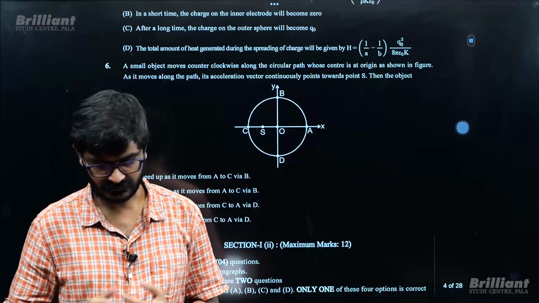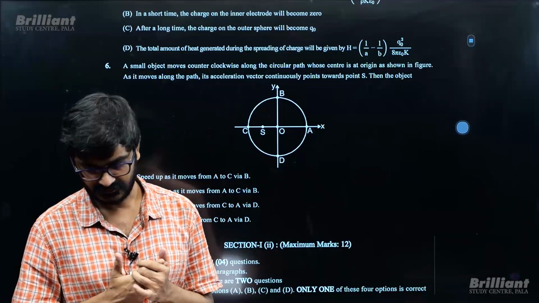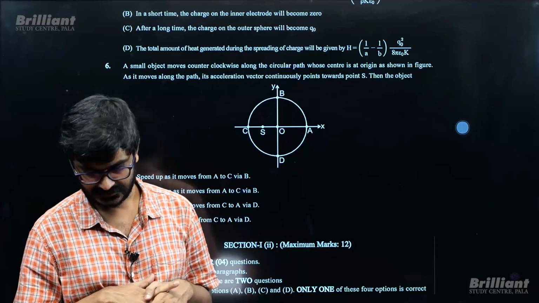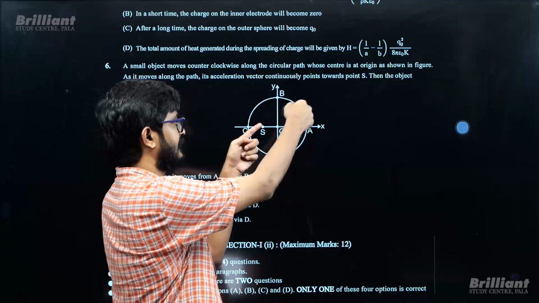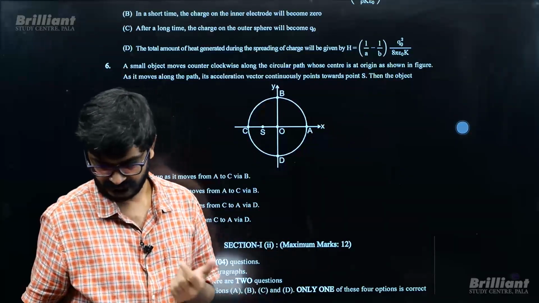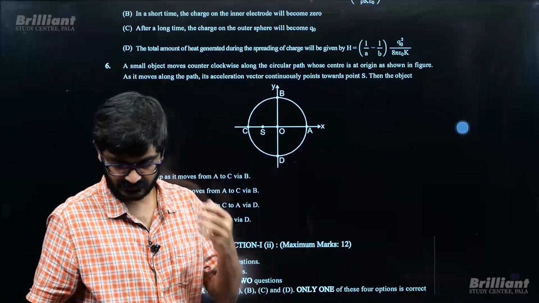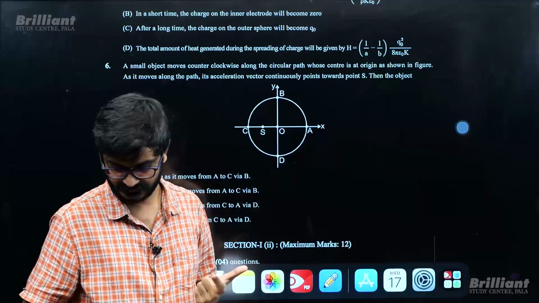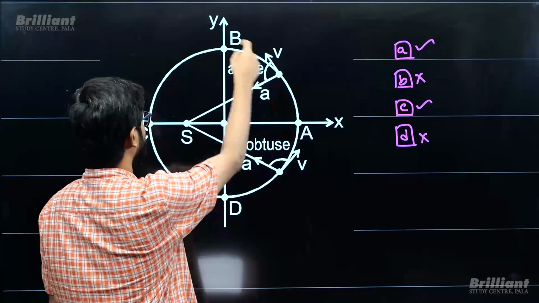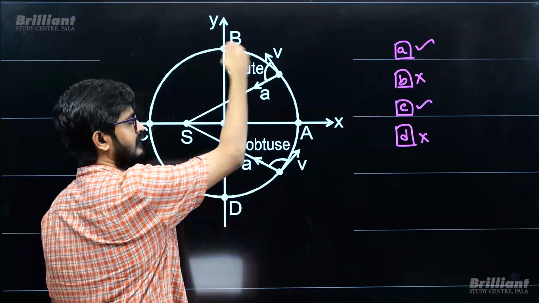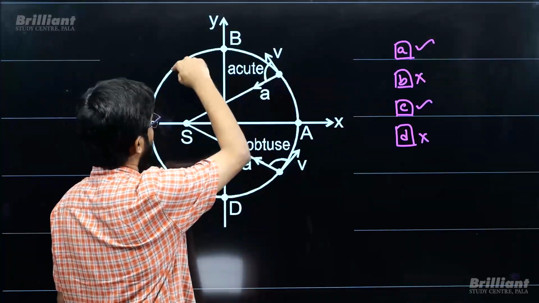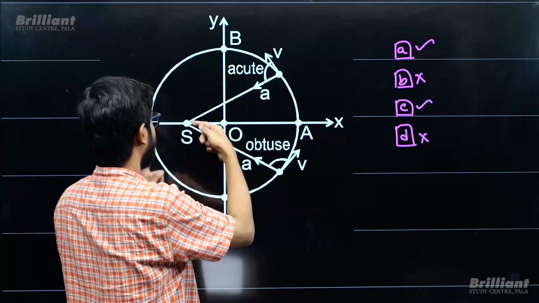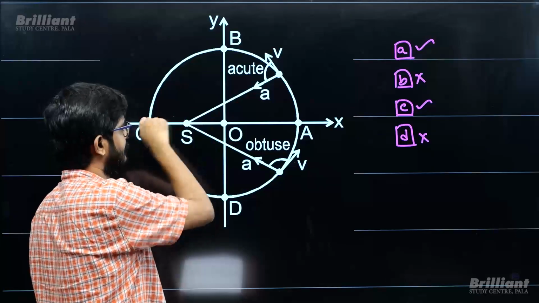Next question: a small object moves counterclockwise along a circular path whose center is at the origin. As it moves, the acceleration vector continuously points towards S. Then what will happen to the object as it moves from A to C and C to A? If you see here, when it is going from A to C via B, at this point and this point the angle between velocity and acceleration is 90 degrees.